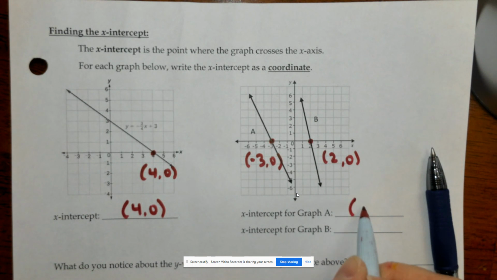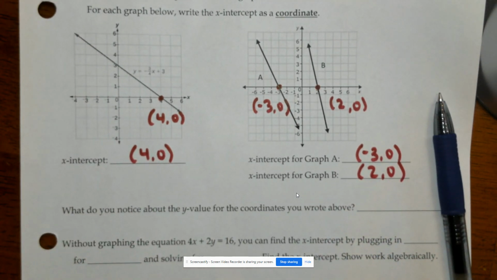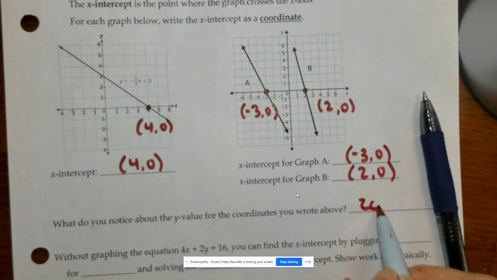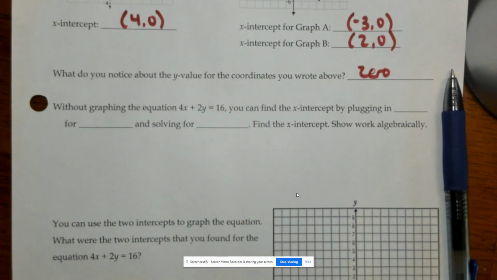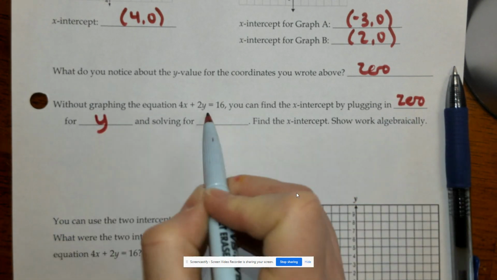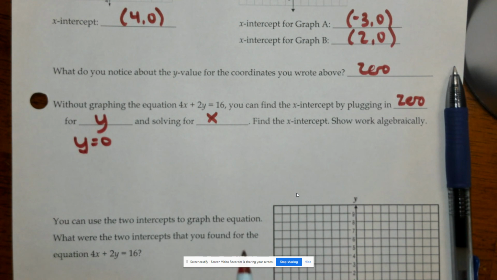So my A-intercept, negative 3, 0, my B-intercept, 2, 0, and what do you know? They have something in common. All of the coordinates that we found as x-intercepts, the y value is 0. So without graphing the equation 4x plus 2y equals 16, you can find the x-intercept by plugging in 0 for y and solving for x. So we're going to do y equals 0 this time and get our x-intercept.